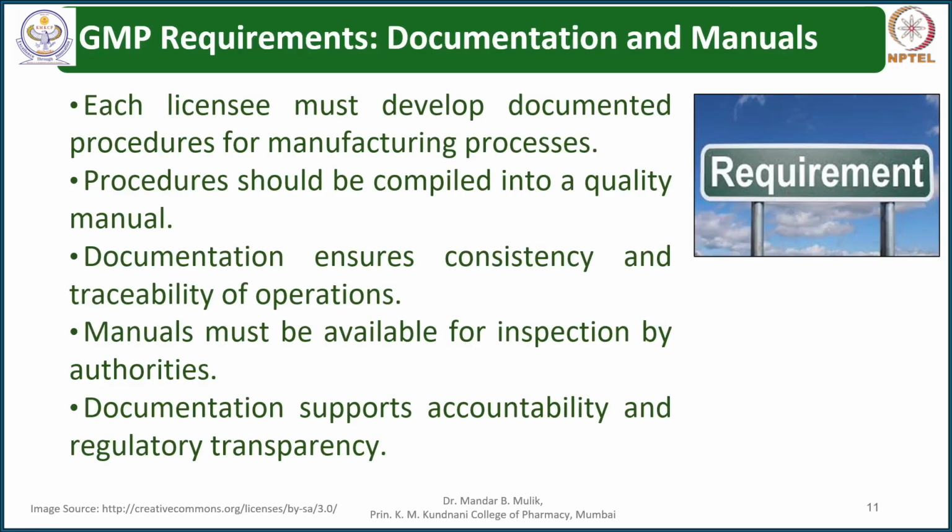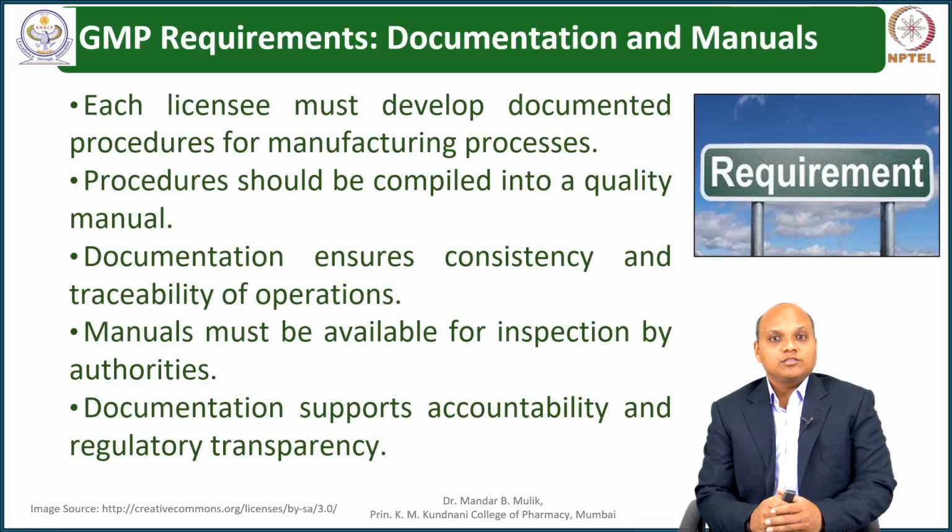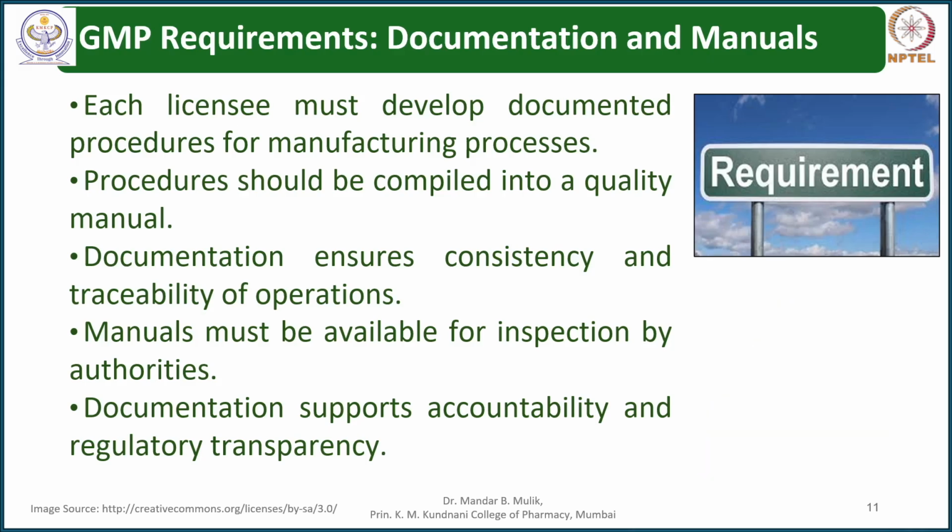The other documentation requirements as per the GMP guidelines: each licensee must develop documented procedures for manufacturing processes. Procedures should be compiled into the quality manual. Documentation ensures consistency and traceability of operations. The manual must be available for inspection by the authority. Documentation supports accountability and regulatory transparency, and needs to be followed.